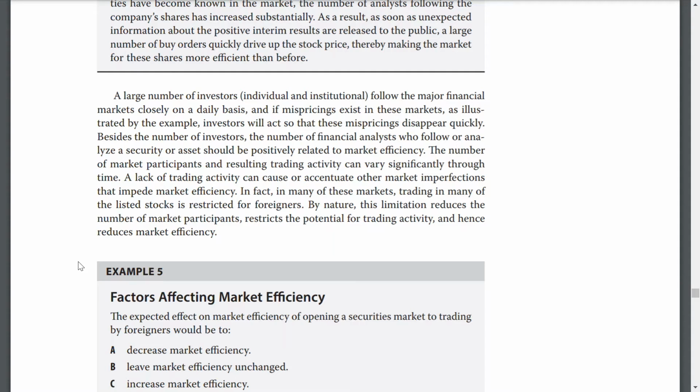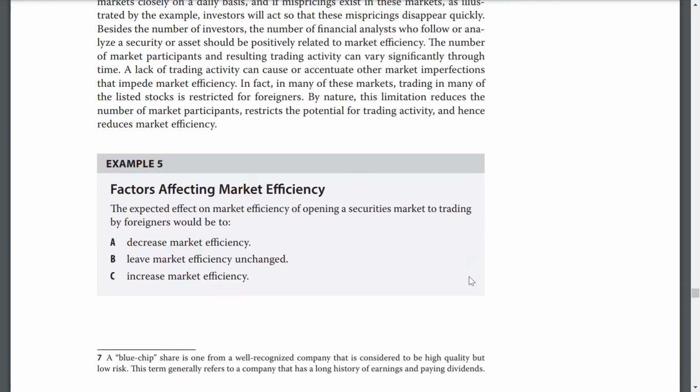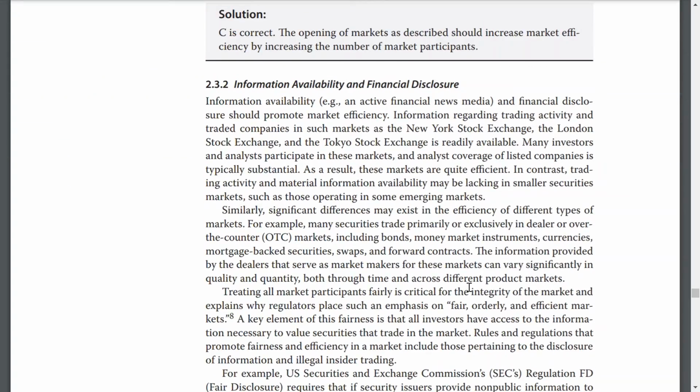The number of market participants and the resulting trading activity can vary significantly through time. A lack of trading activity can accentuate other market imperfections that impede market efficiency. In fact, in many of these markets, trading in many of the listed stocks is restricted for foreigners. For foreigners, by nature, the limitation reduces the number of market participants, restricts the potential for trading activity, and hence reduces market efficiency. Informational availability and financial disclosure.